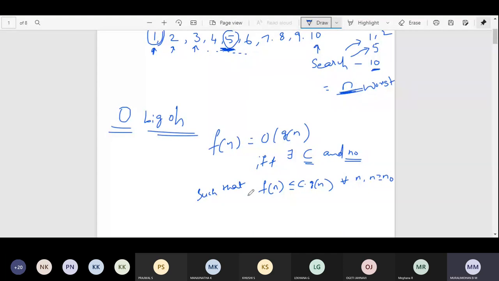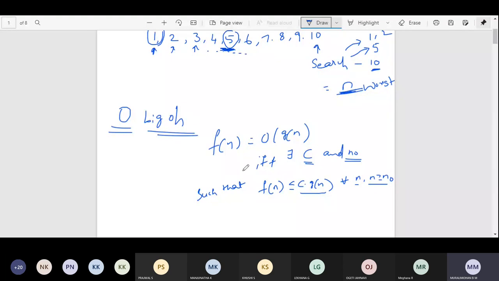Big O notation. We will say that the function f of n is equal to big O of g of n if there exist positive constants c and n naught such that f of n is always less than or equal to c into g of n, for all n where n is greater than or equal to n naught. To just go through this one, we will say that it is a big O notation.